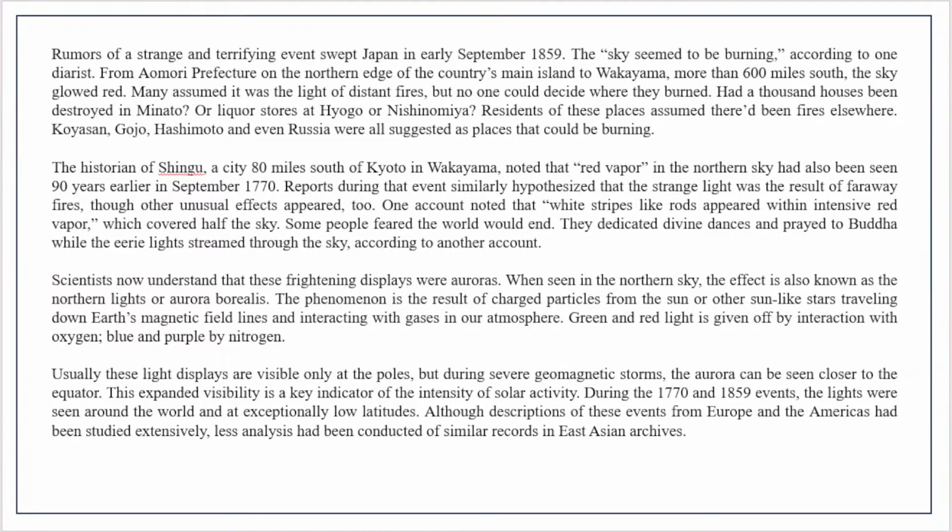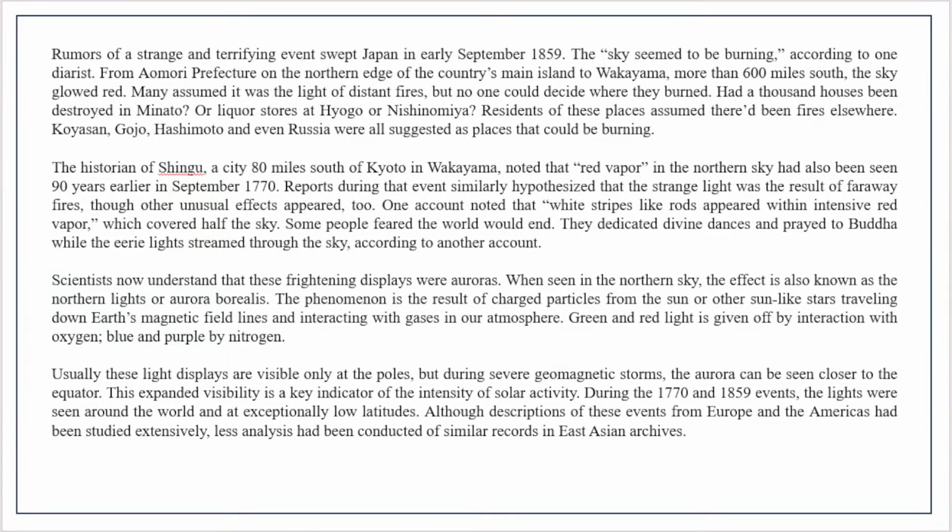Although descriptions of these events from Europe and the Americas had been studied extensively, less analysis had been conducted of similar records in East Asian archives. Okay, let's first understand the meaning here, then I'll tell you something about pronunciation as well. So what is this paragraph saying? When there is a severe storm, then we can see these auroras closer to the equator also. This expanded visibility is a key indicator of the intensity of solar activity. What this means is that when there is intense solar activity, then only this can be visible near the equator.